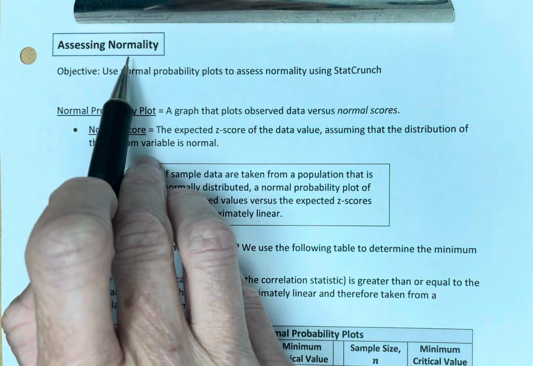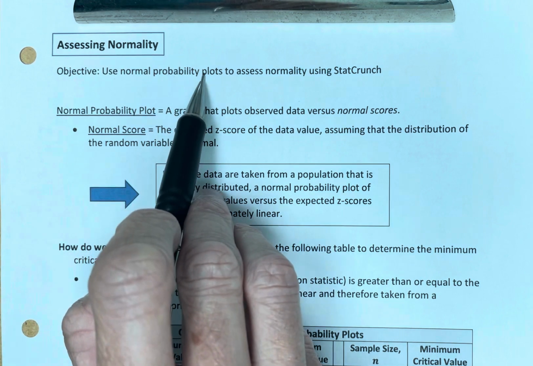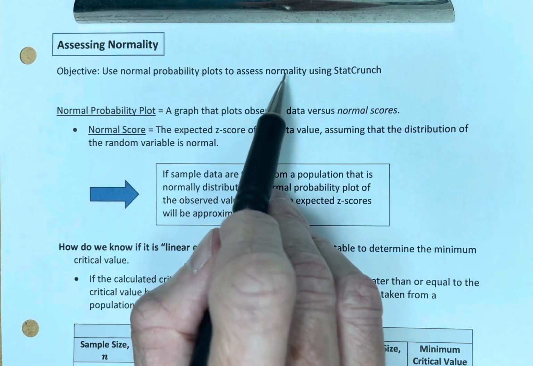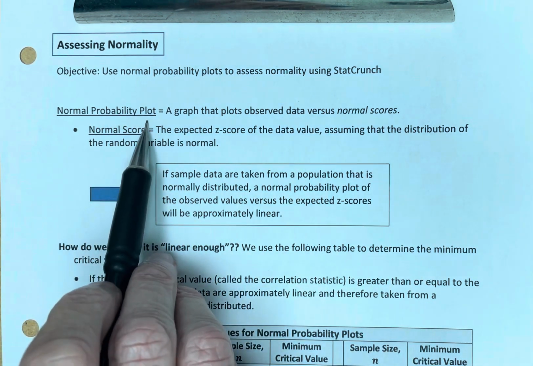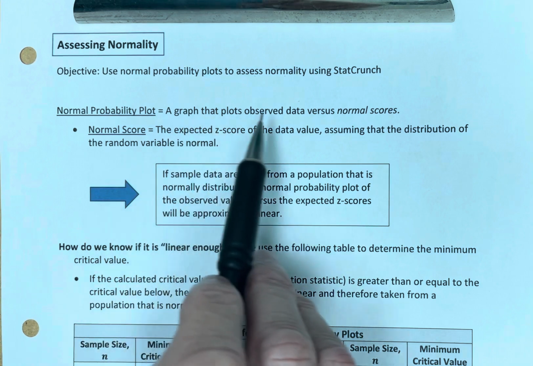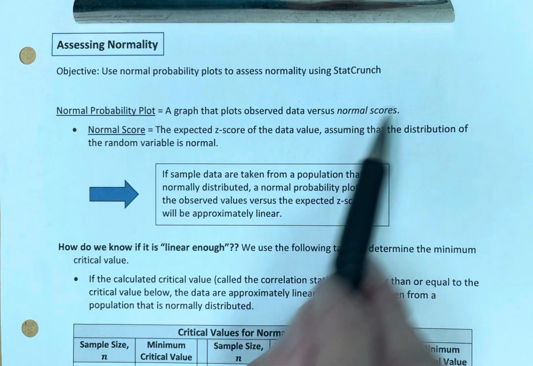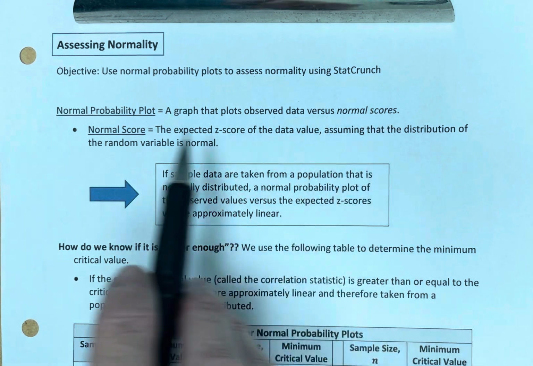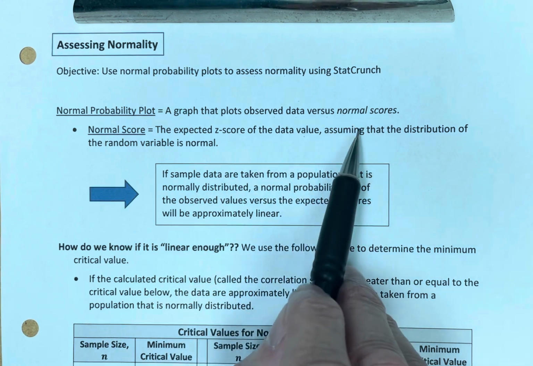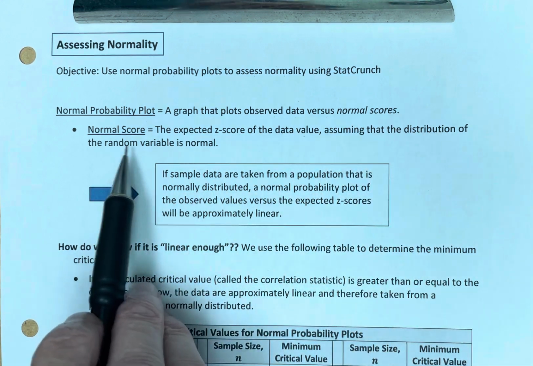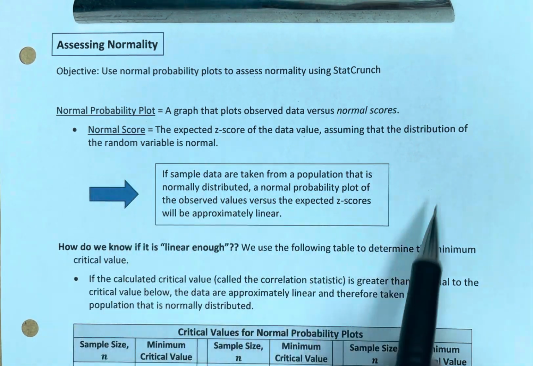Assessing normality. Our objective: use normal probability plots to assess normality using StatCrunch. Well, what is a normal probability plot? It is a graph that plots observed data versus normal scores. What are normal scores? The expected z-score of the data value, assuming that the distribution of the random variable is normal. And here's the kicker right here.